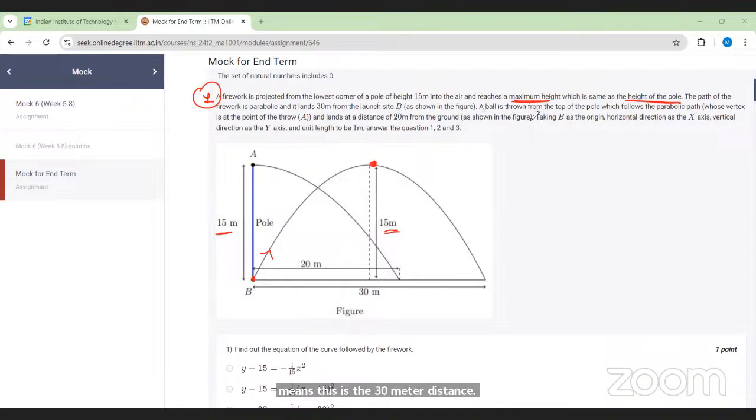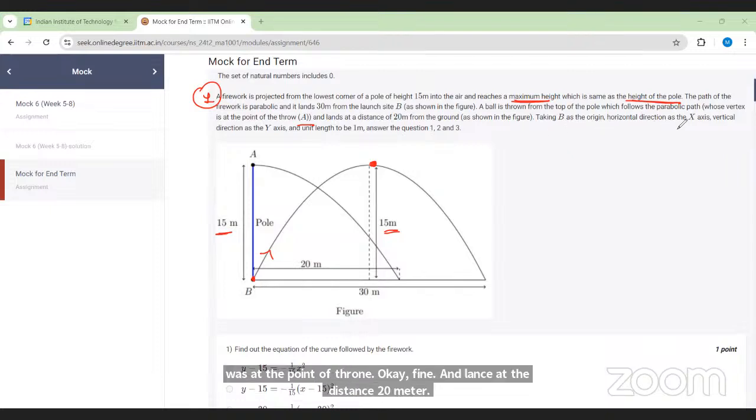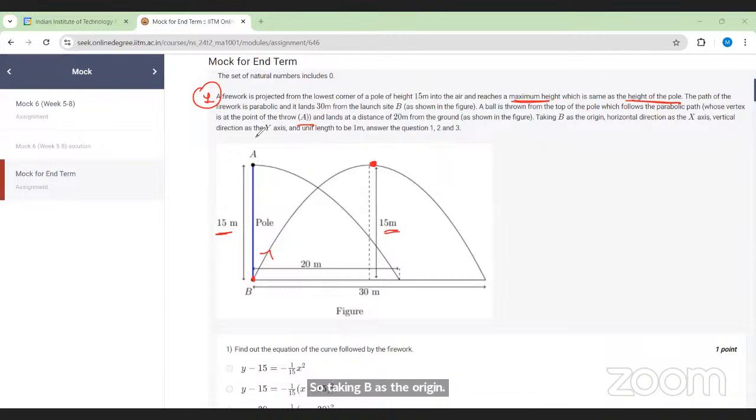A ball is thrown from the top of the pole, which follows a parabolic path whose vertex is at the point of throw A, and lands at a distance of 20 meters on the ground. Taking B as the origin, the horizontal direction is the x-axis and the vertical direction is the y-axis. Answer questions 1, 2, 3. The first question is to find the curve followed by the firework.